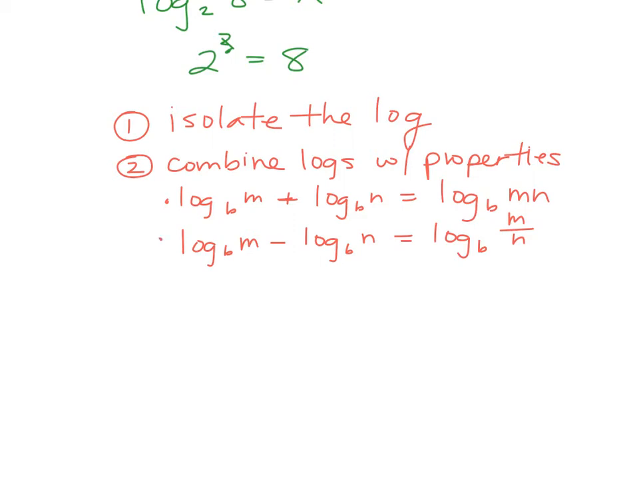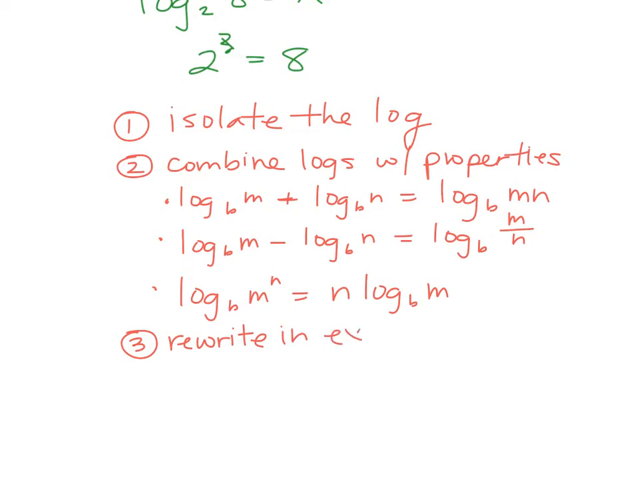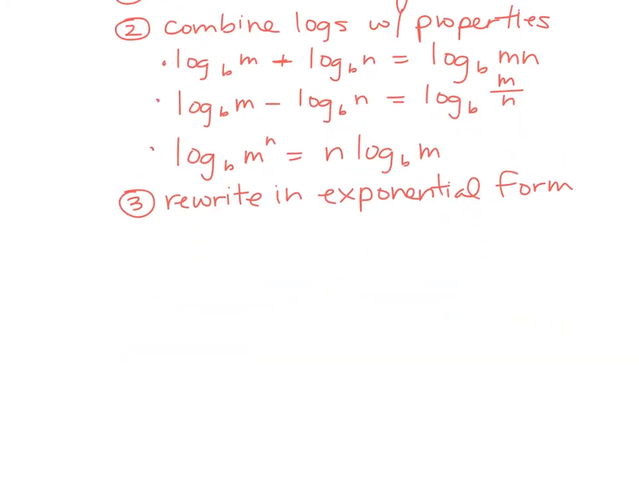And then the third one, if we do log base b of m to the n power, what do we do with that? Put that n out in front, right? So it'd be n log base b of m, okay? So that's step 2. You'll use those properties. Step 3 is you're gonna rewrite your setup in exponential form. Okay, rewrite it in exponential form, and that will get you your solution. Let's try it.